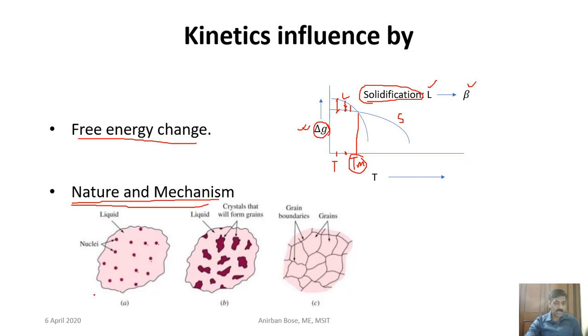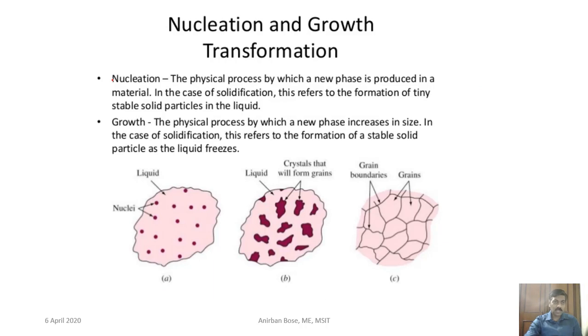So it has parts like nucleation. Initially these are called nuclei. Some nucleus particles will form, and then those nucleus particles will grow, and this is called growth. And this is the mechanism of any transformation. So there are two parts. One part is called nucleation, another part is called growth.